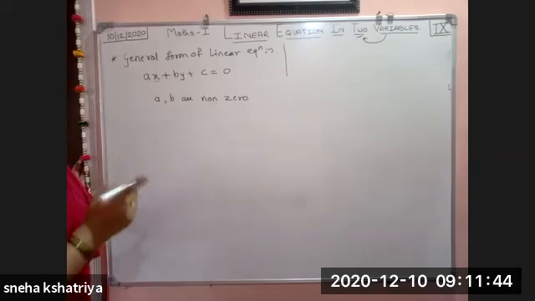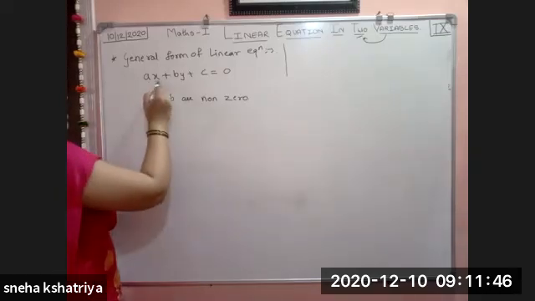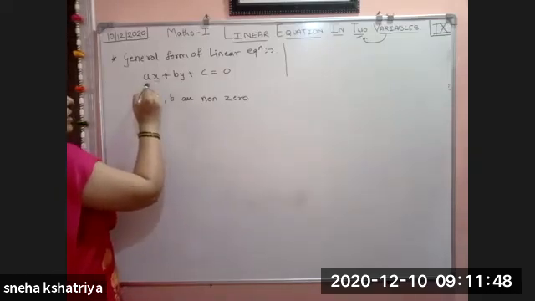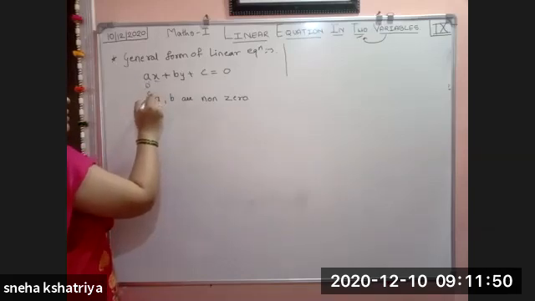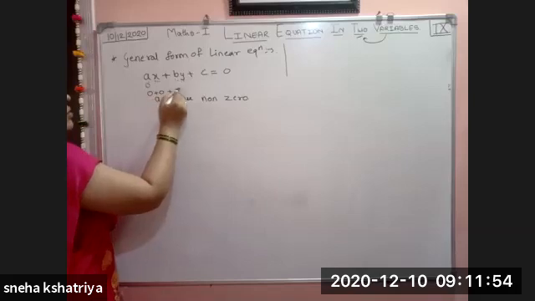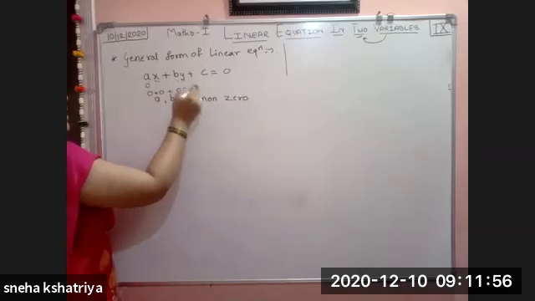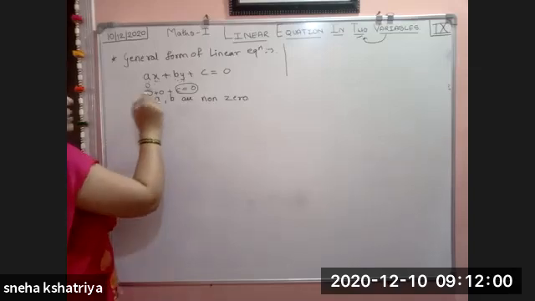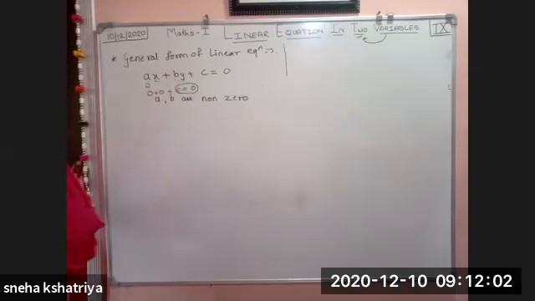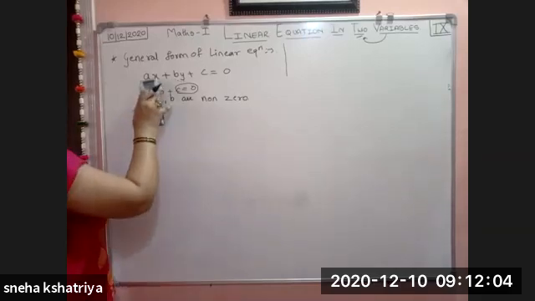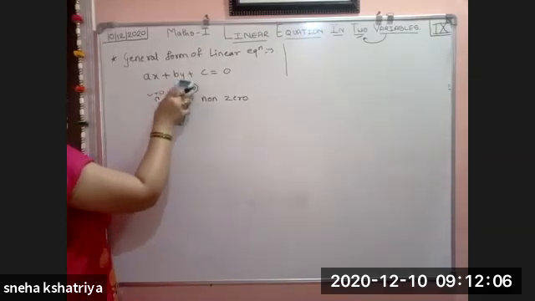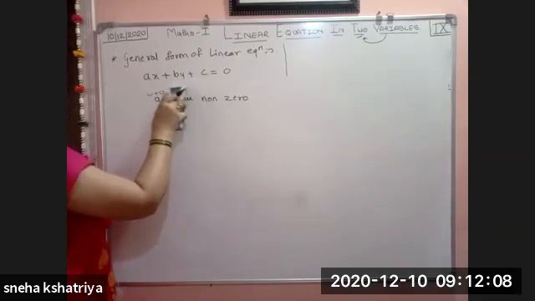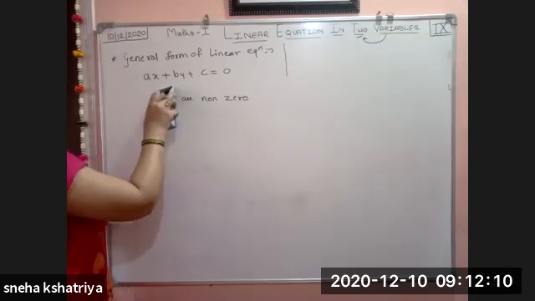If a and b become 0, your variables will vanish, because if we put 0 here, 0 into x will become 0, 0 into y will again become 0, and whatever c is, the equation becomes c is equal to 0. So such a linear equation will not exist. Remember that a and b are non-zero.